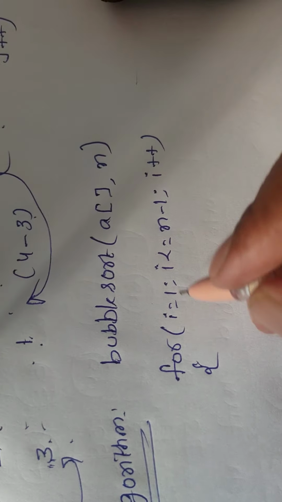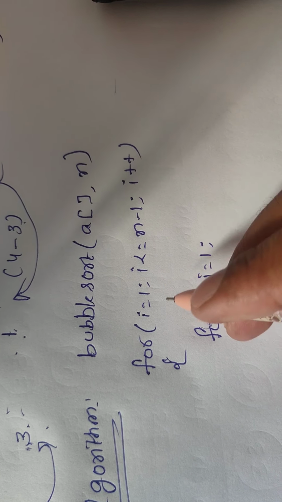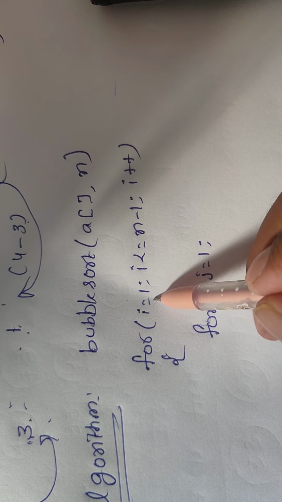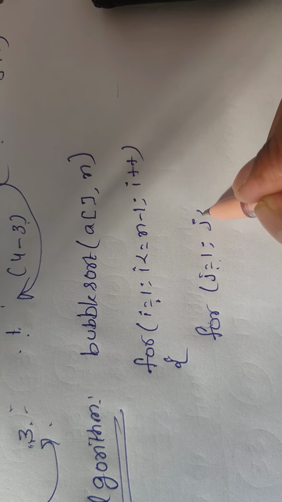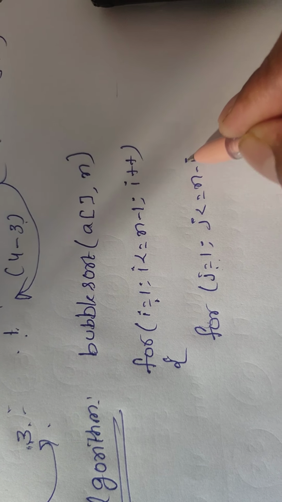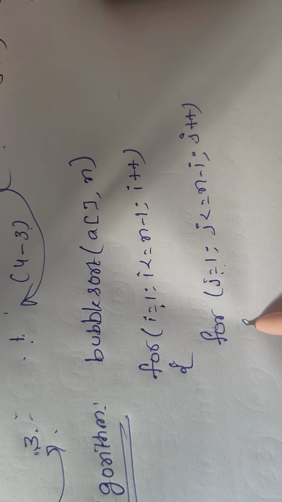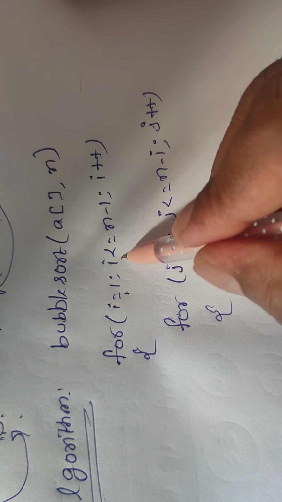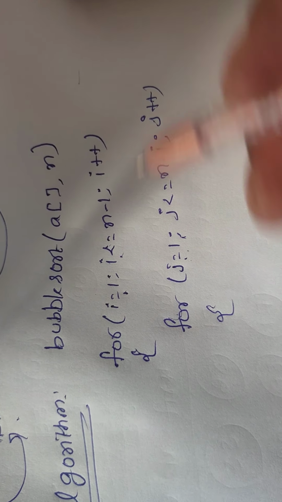Then after that, for j equals 1. For each step, i is for the step, j is for the comparison. For j equals 1, j less than or equal to n minus i, comparisons are available. Then after that, j plus plus. Okay, these are the comparison steps. This is the total number of steps. This is the total number of comparisons. But how to compare?